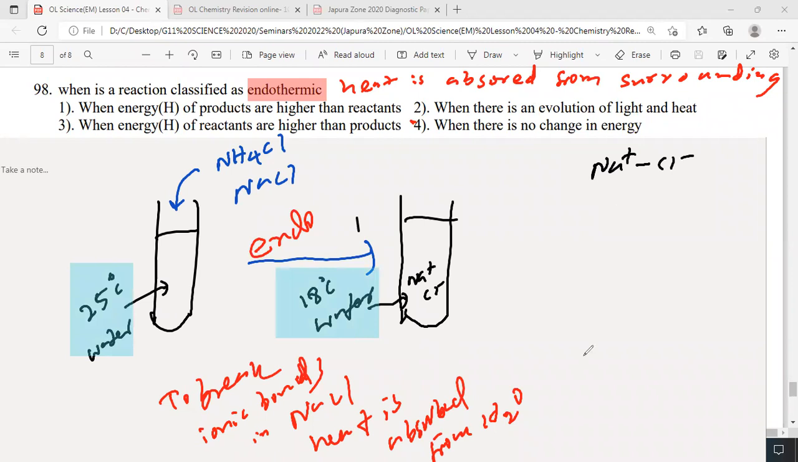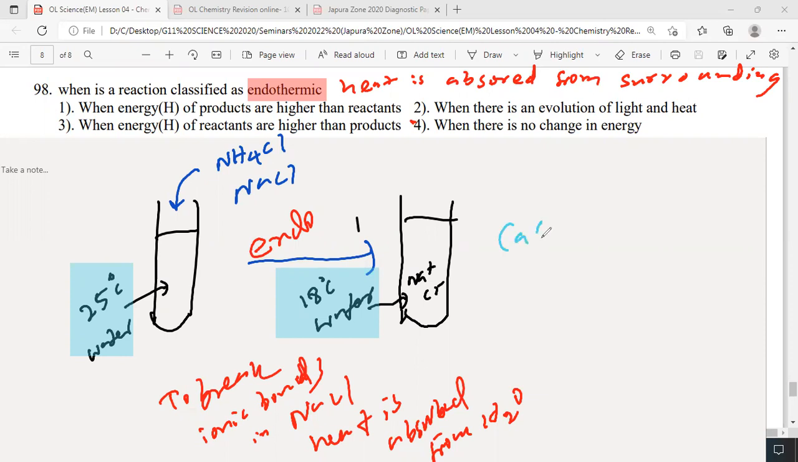There are things called cold packs and heat packs. Sportsmen use these in case of injury. They can't keep a refrigerator or ice bucket or ice bath on the ground. They use packs containing this. So when you crush this, the endothermic reaction takes place.